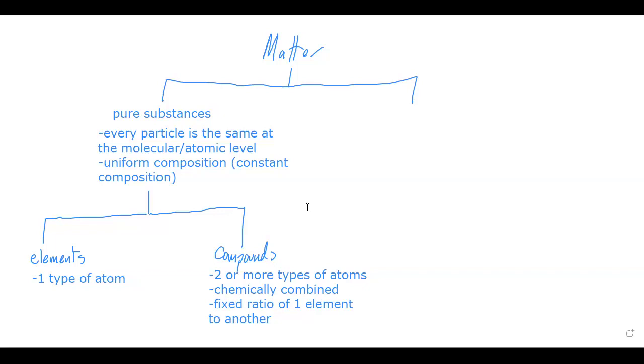So if I'm looking at carbon dioxide, for example, carbon dioxide is characterized by having one carbon and two oxygens chemically combined together in a certain way. If I change that ratio, if I turn from one carbon, two oxygens to one carbon, one oxygen, I have a completely different compound, completely different properties.